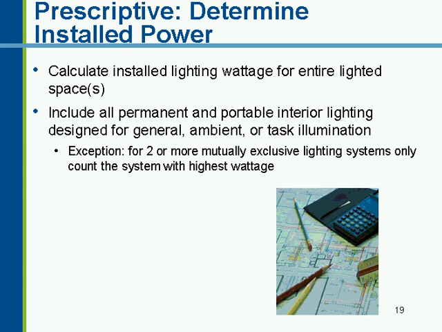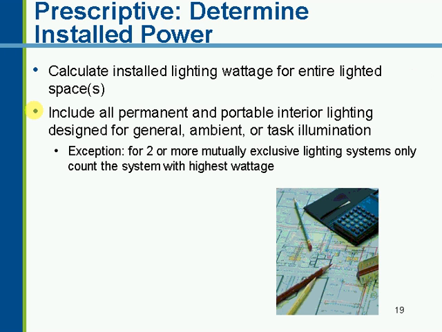Let's look at how you determine the installed power, again, on the prescriptive path. What you are going to do is calculate your installed lighting wattage for the entire building space. That's the wattage you are going to apply for compliance. And this must include all permanent and portable interior lighting that is part of the design, whether it's for general, ambient, or task illumination. If it's part of the design, it has to be included.